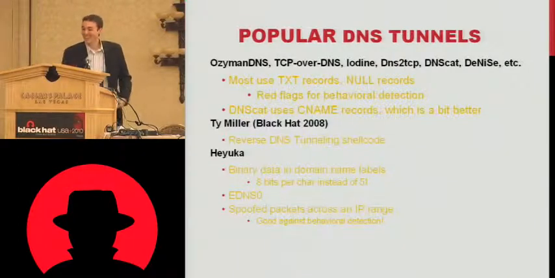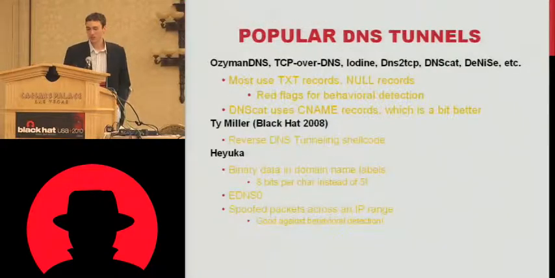wrong. A lot of people have heard about Ozyman DNS. That's actually one that was created by Dan Kaminsky a couple of years ago, another one of the presenters here. TCP over DNS is another popular one, Iodine, DNS to TCP. Basically, all of these just allow you to send data back and forth. Most of these are used to tunnel things like HTTP over DNS, things like that. But they'll do it at the TCP layer, the IP layer.